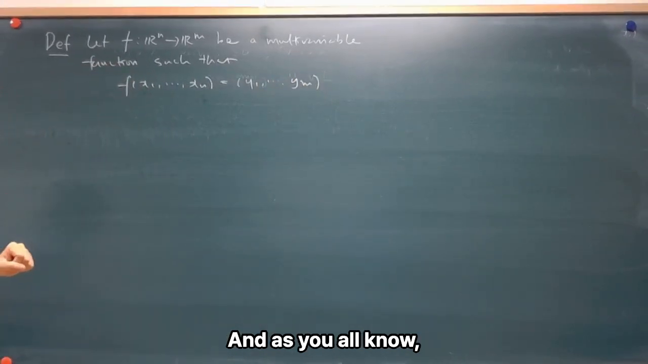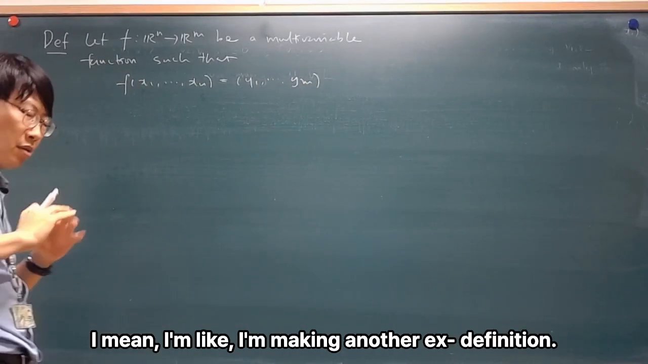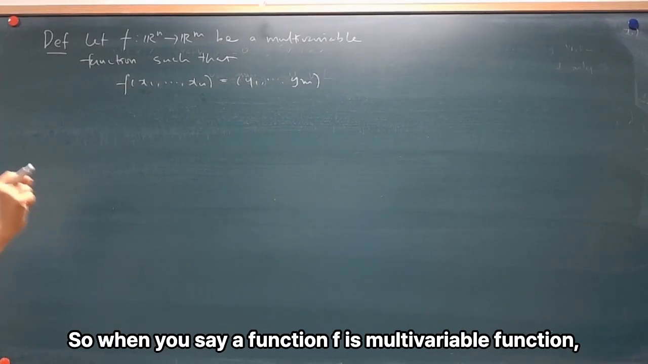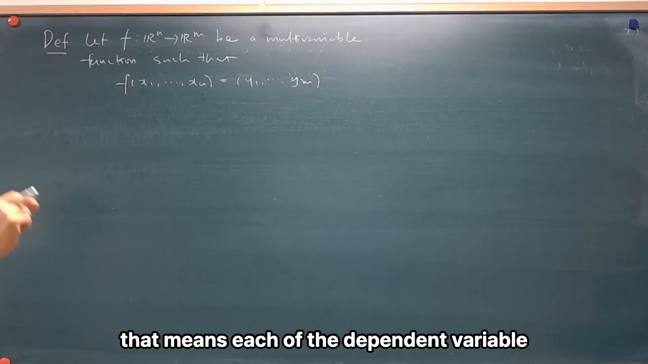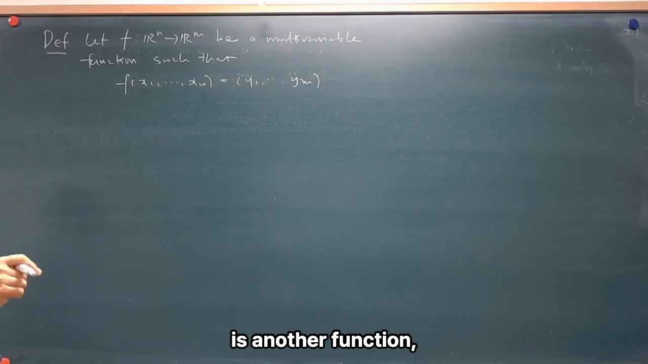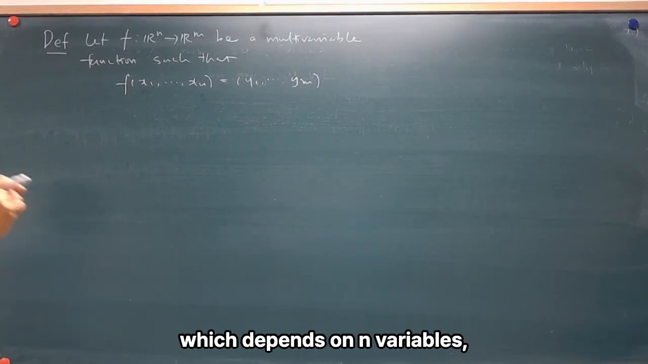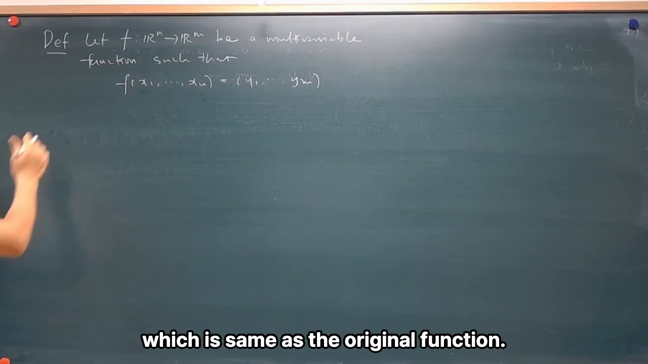And as you all know, I'm making another definition. Again, I'm repeating the definition again. So when you say a function f is a multivariable function, that means each of the dependent variables is another type of function, which is a real valued function, which depends on the n variables, which is the same as the original function.